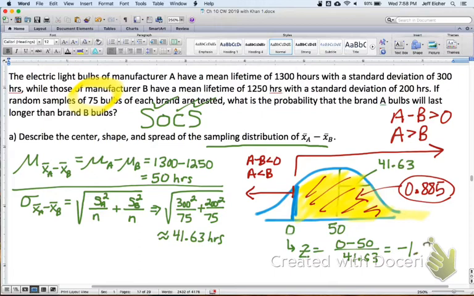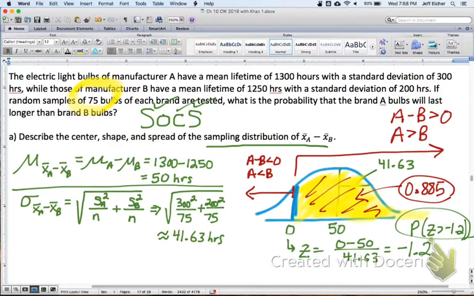Negative 1.2. So then we have the probability that Z is greater than negative 1.2. There. Now I've taken my own advice. Practice what you preach, I guess, as they say, whoever they are. So that is how to find a probability with a sampling distribution of the difference in sample means.